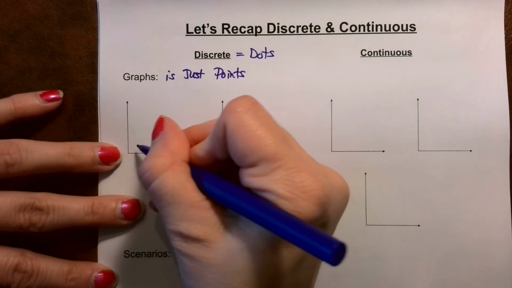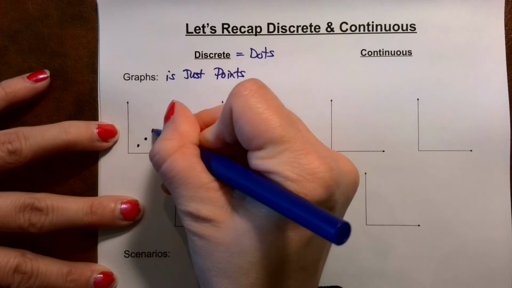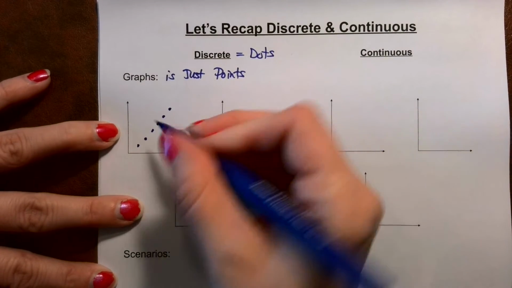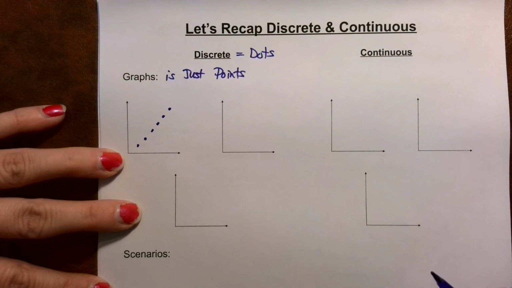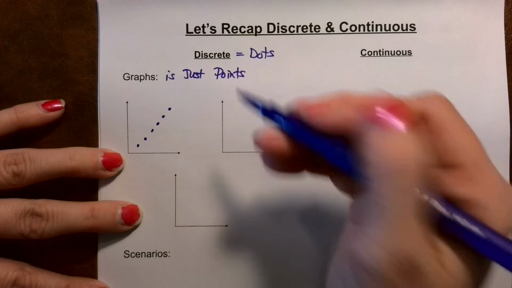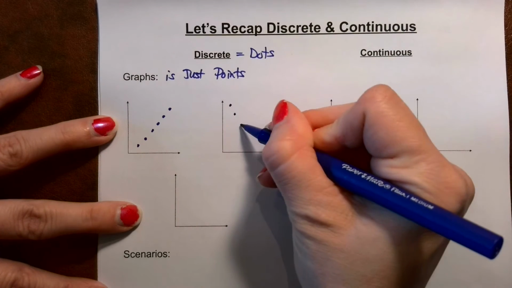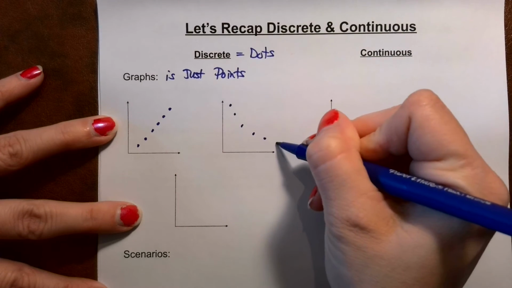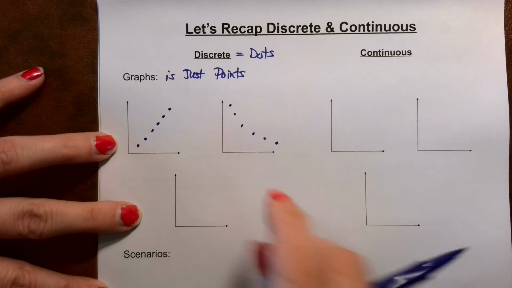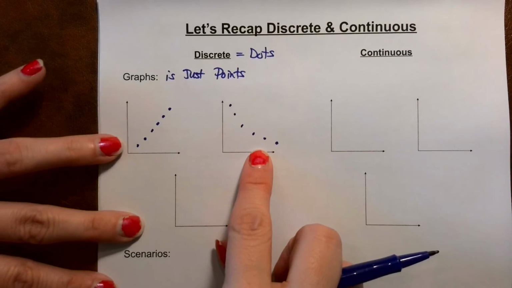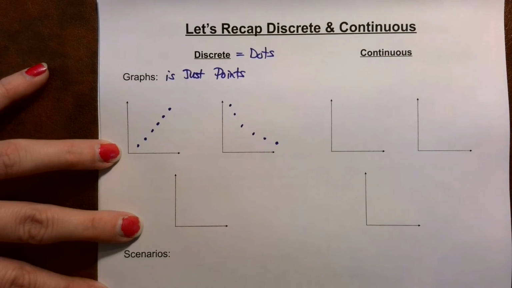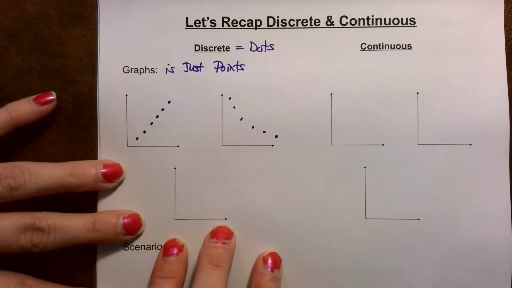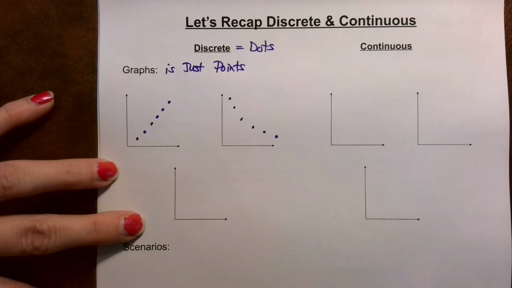Here's an example of a graph where it's point, point, point, point. It looks like an increasing linear function. I could also do point, point, point, point, point, something that looks more like a curve. This is a decreasing exponential graph, but it's discrete because it's just points. As long as you have just points, you are discrete.